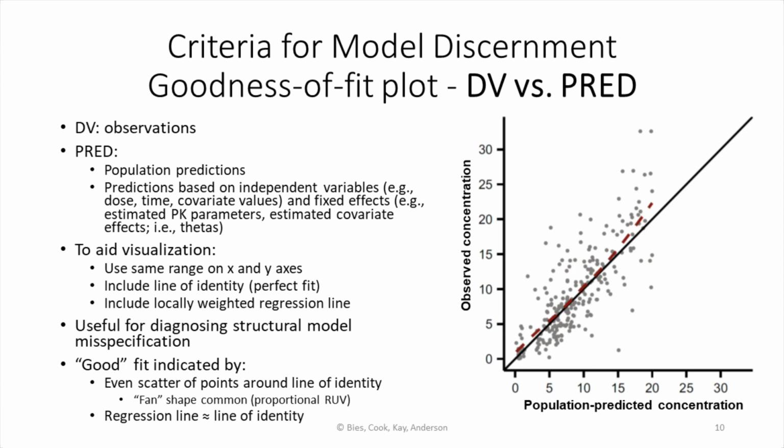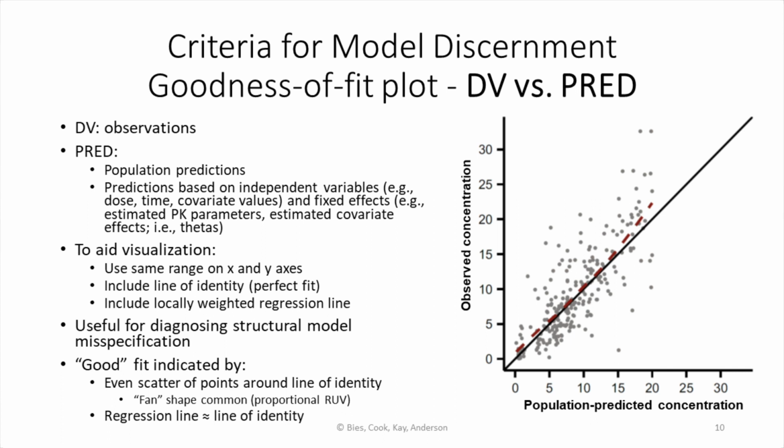So let's go back to the basic goodness of fit plots for model discernment. The dependent variable versus pred plot. So again, the DV, dependent variable, are our observations. Pred denotes our population predictions. So those are predictions based on the dose, time, and adjusted for covariate values if those are in the model.